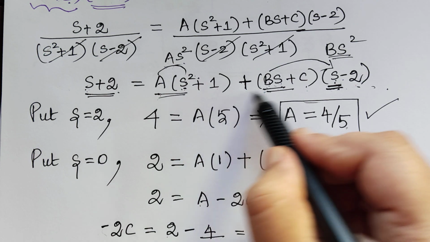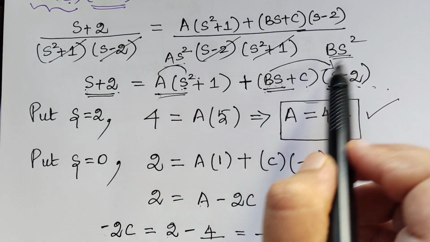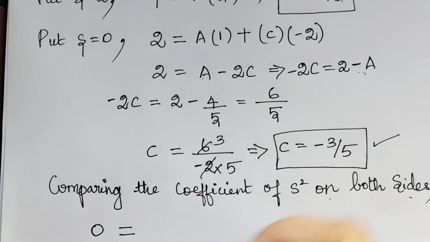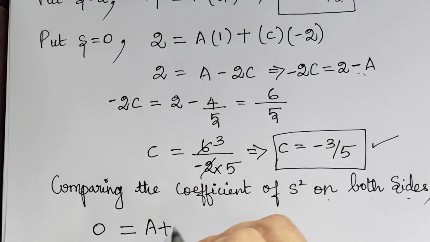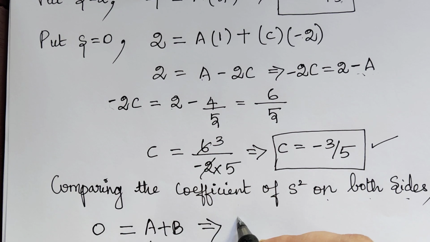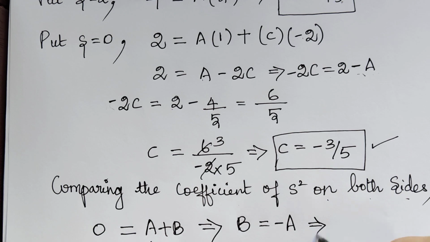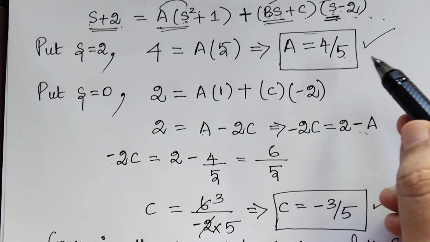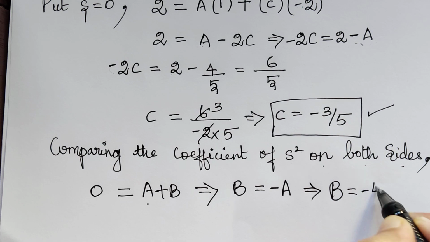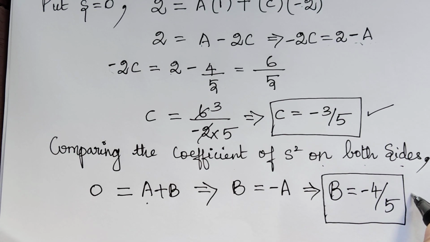So we need not expand fully. We can do it mentally also. So here you have a plus, therefore the right hand side will be a plus b. So from this already we have the value of a. So from this b will be equal to minus a. But what is a? A is 4 by 5. So therefore b will be equal to minus 4 by 5. So we have evaluated the value of b also.